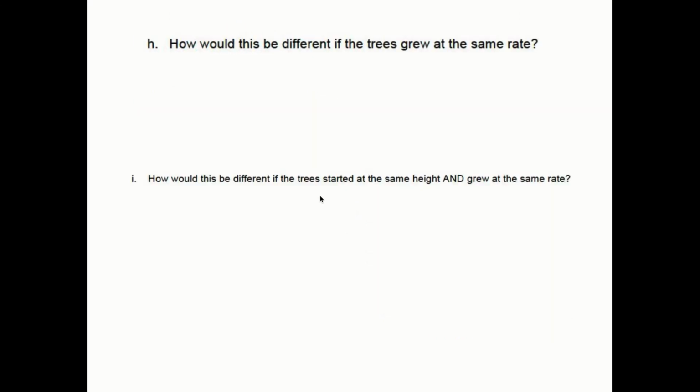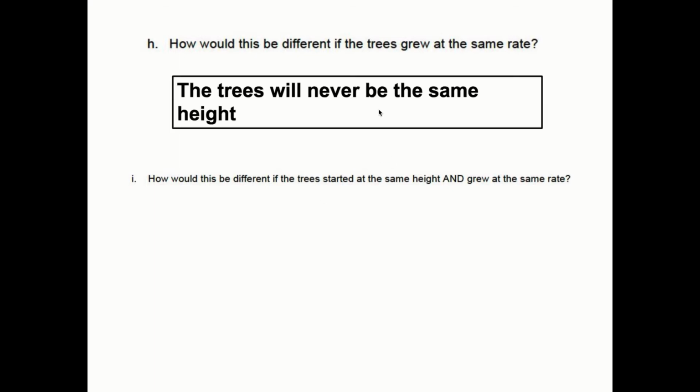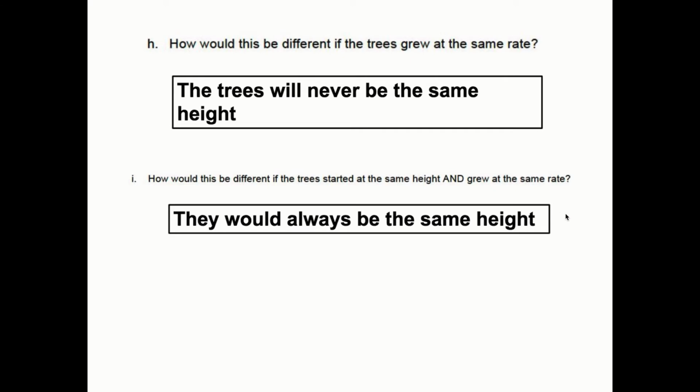It says, how would this be different if the trees grew at the same rate? Well, if they always grew at the same rate, then that would mean they would never be the same height. Starting off at different heights, growing at the same rate, they would never be the same. And then how would this be different if the trees started at the same height and grew at the same rate? Well, then in that case, they would always be the same height.